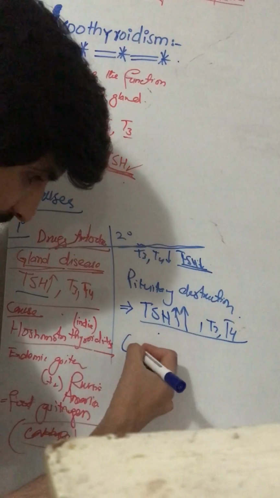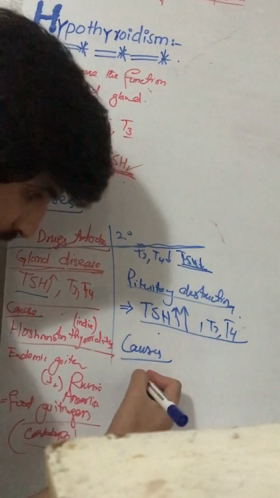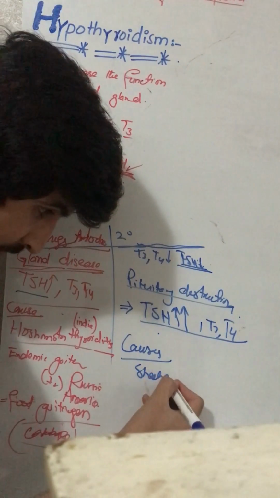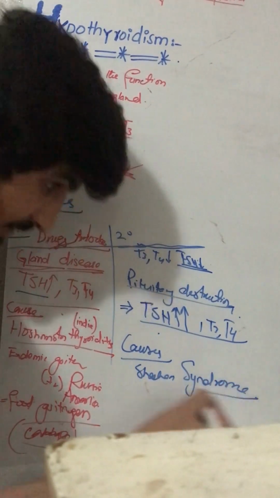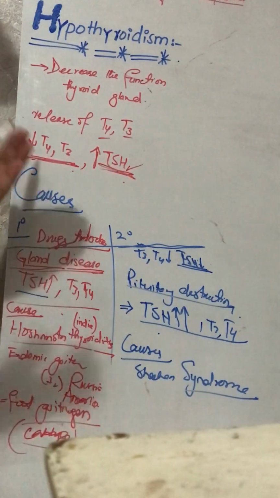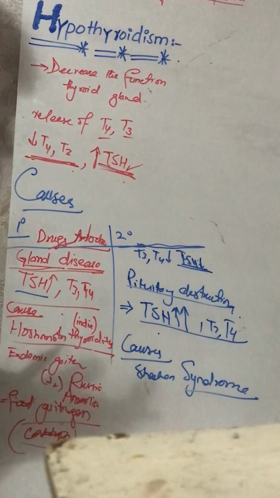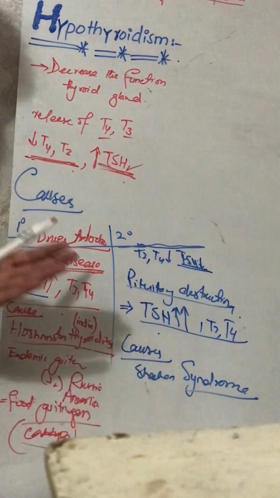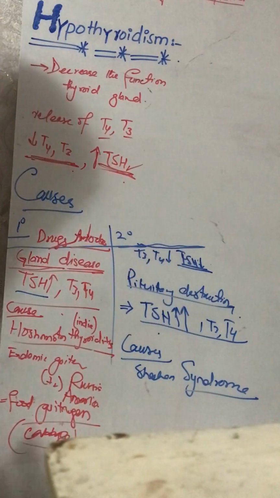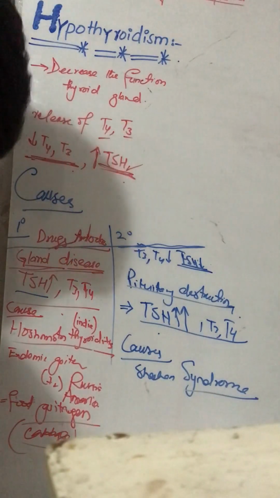So what are the causes of pituitary destruction? Sheehan syndrome. Sheehan syndrome is when there is less blood supply to the pituitary gland, so there is a defect in the pituitary gland. So the pituitary gland can't release these hormones. That's why pituitary destruction, or we can say apoplexy or impaction of the pituitary gland.